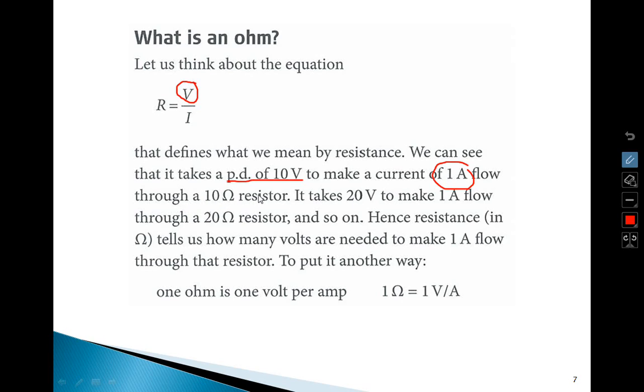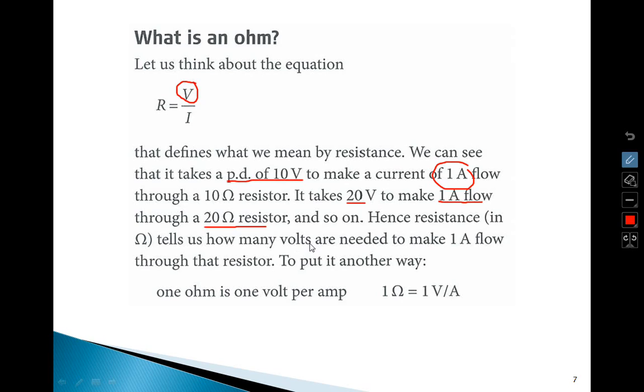This is one example. Another example: it takes 20 volts to make 1 ampere flow through a 20 ohm resistor. So the value of V is in strong relation with the value of R and I. If V is 10 and we need 1 ampere of I, so R will be 10. If we need 20 volts, here V is 20 volts, to make 1 ampere flow through a 20 ohm resistor, and so on.